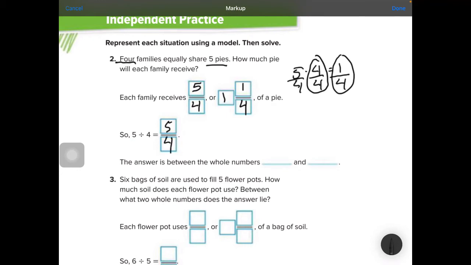Now, if we were to look on a number line, 1, 2, 3. Each person, divide this into little fourth marks, each person or family is going to receive one whole pie and a fourth. And what two whole numbers is it between? 1 and 2.